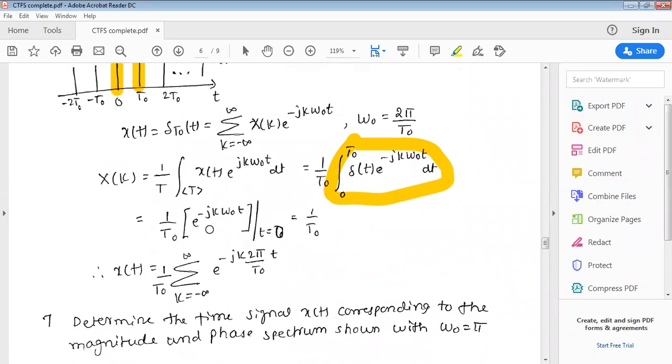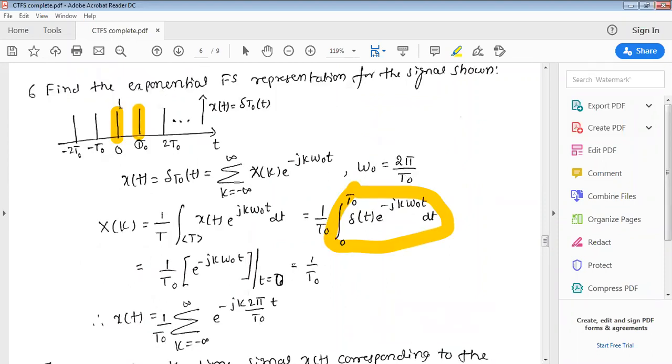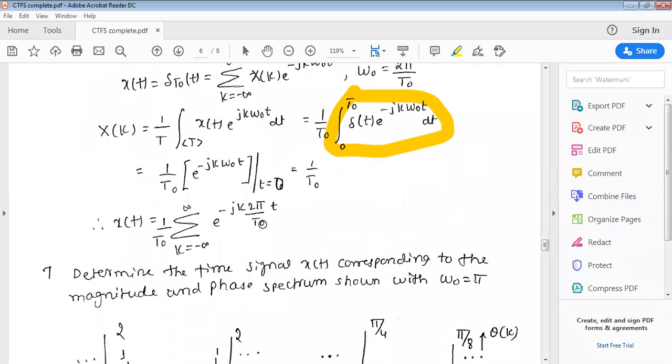Therefore, x of t can be represented as 1 by t naught. This is your x of k is 1 by t naught, integral from minus infinity to plus infinity, e power minus jk omega naught t, where omega naught is equal to 2 pi by t naught. Suppose they give the problem like this, and instead of t naught, they give 1, 2, 3, 4, 5, 6, minus 1, minus 2, minus 3, minus 4, and so on up to infinity. Then substitute t naught in this problem.